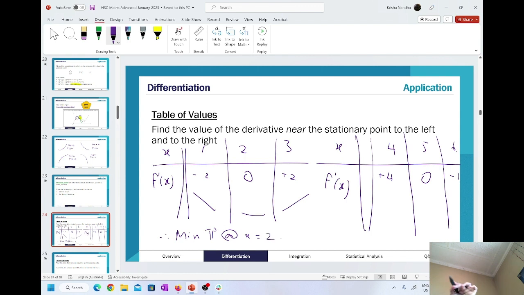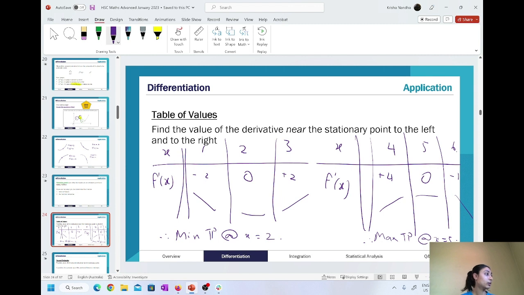Because it goes like this, as opposed to this, where it goes increasing, 0, decreasing. So the bucket hat is down. So therefore, max TP at x is equal to 5. Okay? Perfect.